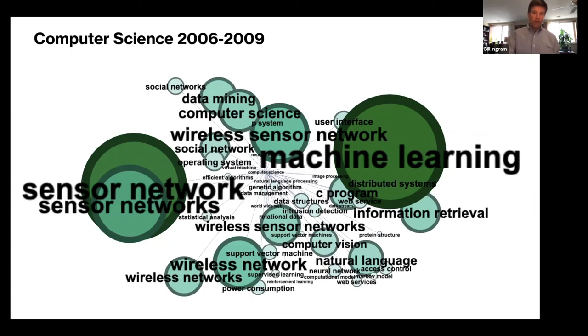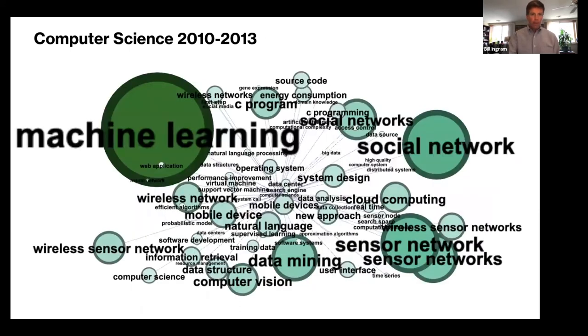That wasn't there really in the data at all pre-2006. As we move into the 2010s, you see machine learning continuing to have a very strong presence here. The sensor networks are starting to get smaller. Data mining starting to get bigger. Social networking still bigger. Social networks.